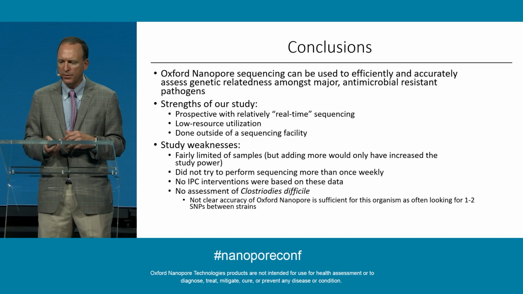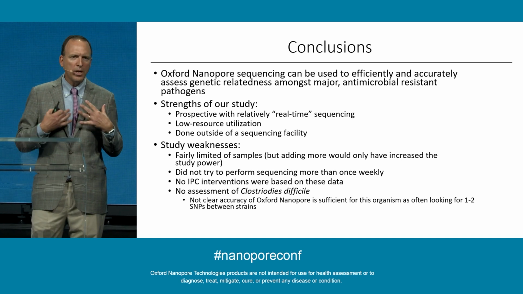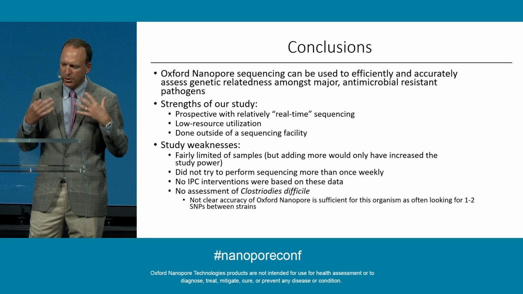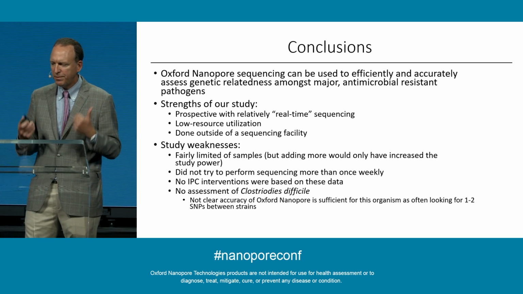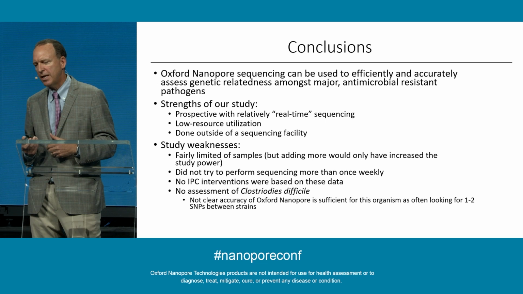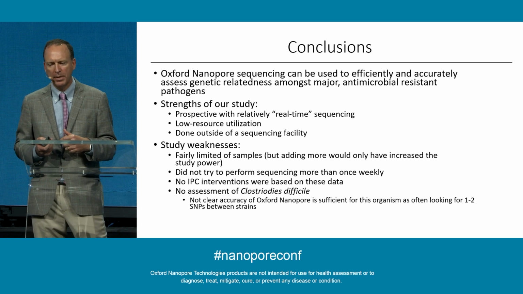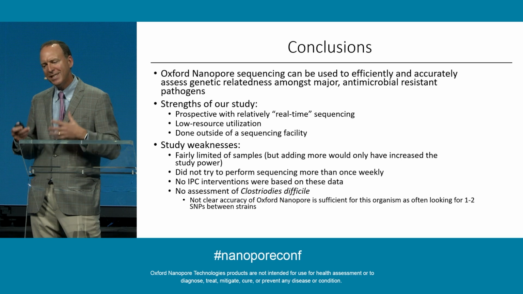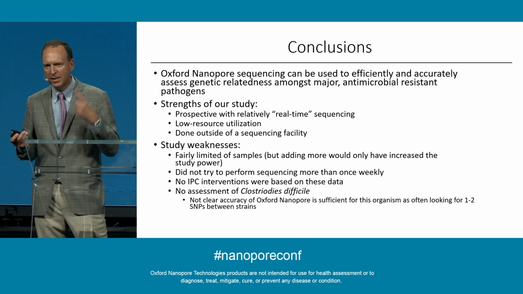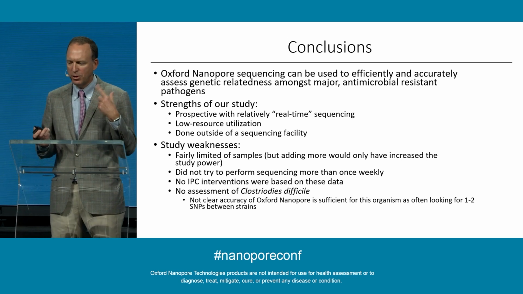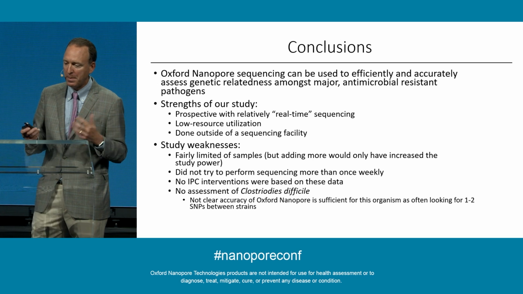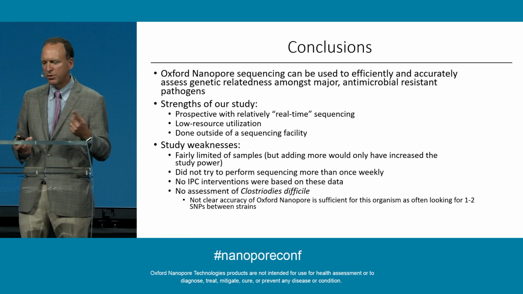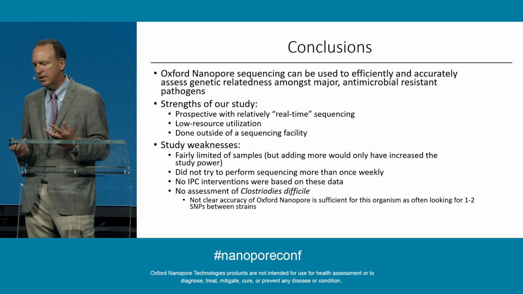Okay, so the conclusions from this data: I really thought this was remarkable data that Chen-Ting generated, that she could use Oxford Nanopore sequencing to efficiently and accurately assess genetic relatedness among major antimicrobial resistant pathogens. The strength of the study, it was prospective. We did relatively real-time sequencing. She did it once a week. I didn't bludgeon her to do it 2 or 3 times a week, which would probably be necessary. It was very low resource utilization. Single graduate student doing this outside of a sequencing facility.